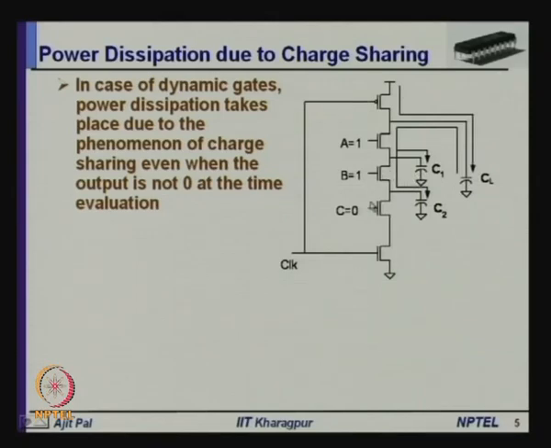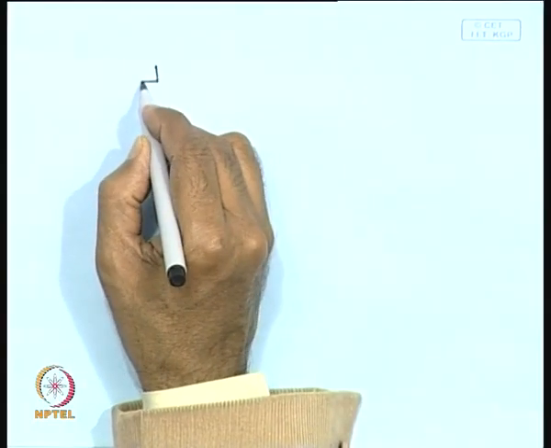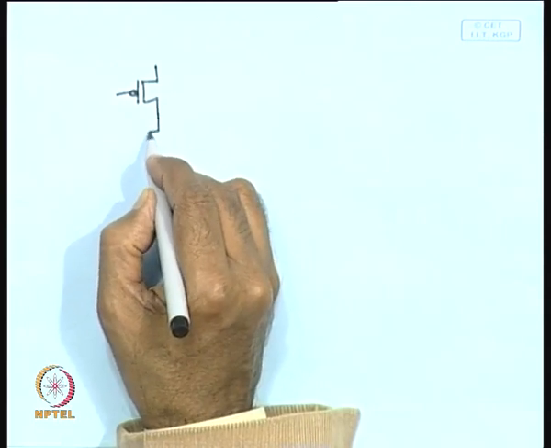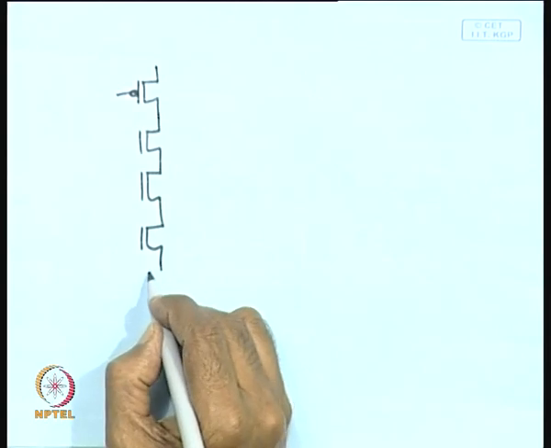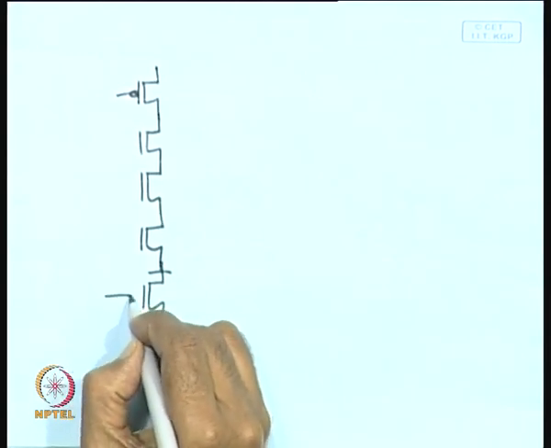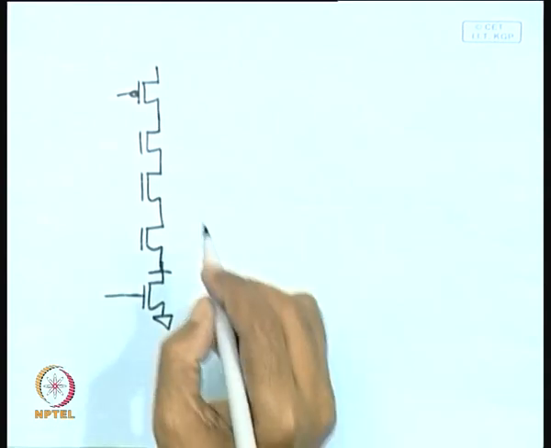Now, suppose the input is 110. Whenever you make it 110, the output will switch to 1. So, at that time this capacitor will charge to VDD during the pre-charge phase. So, what will happen? Let me redraw it to explain the operation. Here you have a PMOS transistor, then there are 3 NMOS transistors, and of course, there is another transistor here which is connected to clock.